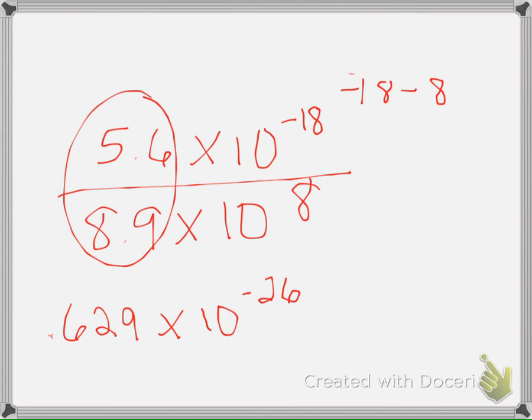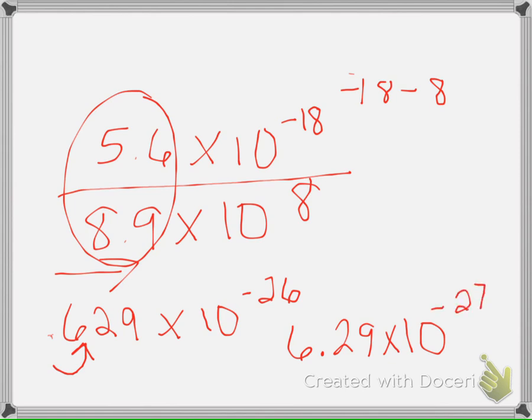Okay, but is this in the correct form? Okay, look at it. If you said no, then you answered correctly, because this decimal needs to be right here. So we're going to have to move the decimal. And we're going to move it this time this way. Okay, so our answer is really 6.29 times 10 to the, we're moving the decimal to the right, so negative 27th. Okay, so this is our final answer.